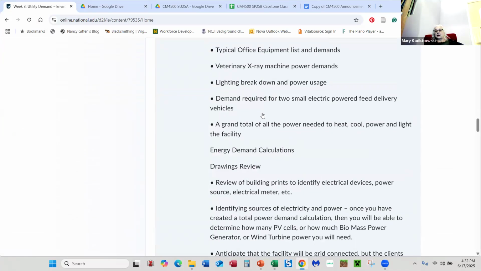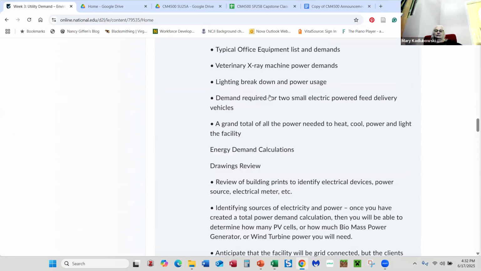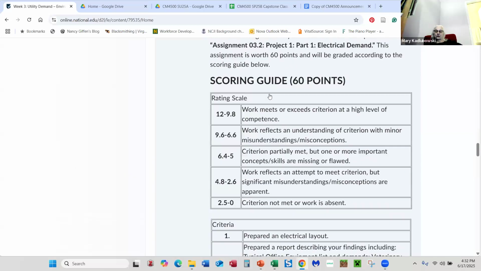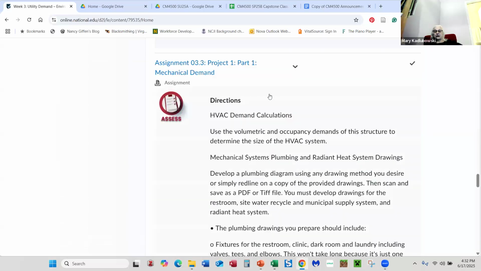So, lighting breakdown. If you cannot find feed delivery vehicles, it's a golf cart. You don't need to worry about that.